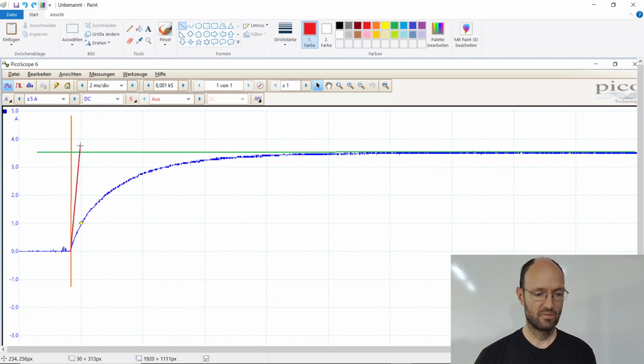And now where this tangent hits the steady state line, the distance from here to here, this distance, this is one time constant. And then you can see if one division is 2 milliseconds, this is maybe half a division, so the measured time constant is a bit less than 1 millisecond.